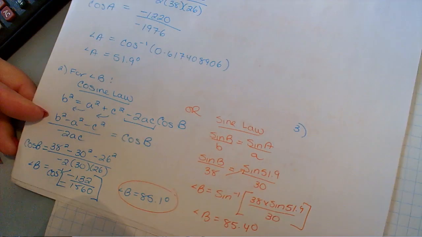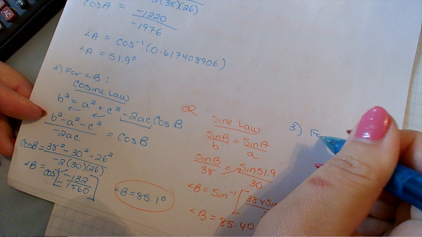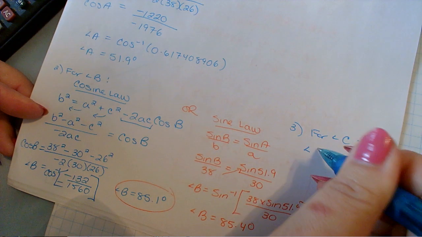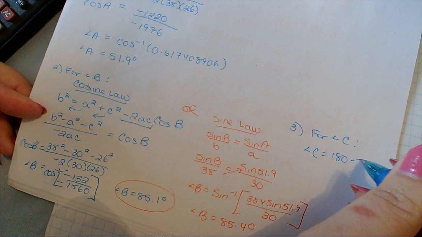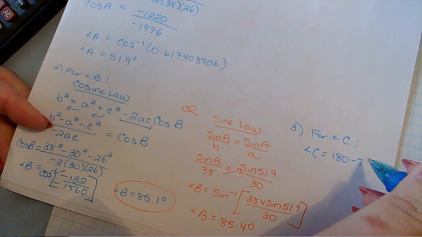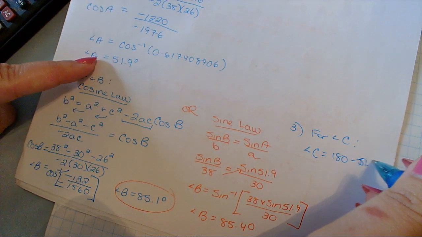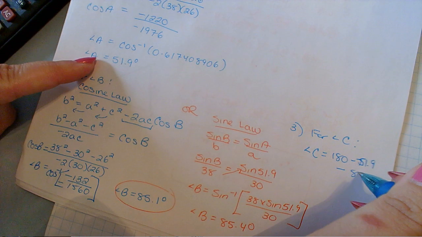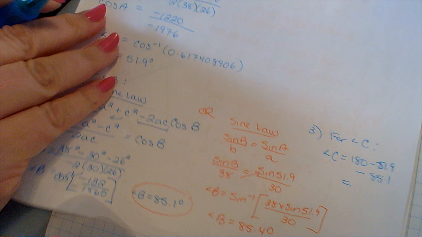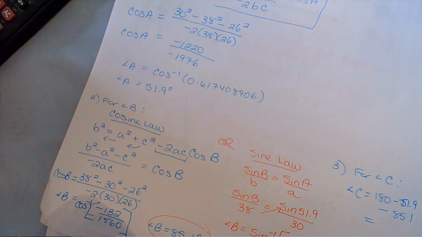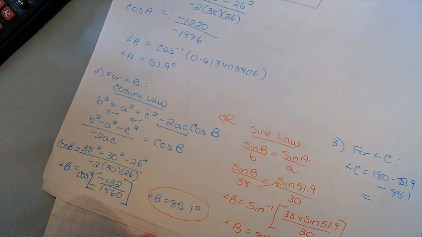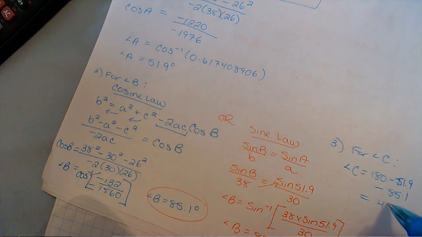And the third and final step for angle C, just to finish it off, angle C equals 180 minus the 51.9 minus the 85.1. So minus the two angles that you already know. So 180 minus 51.9 minus 85.1. I'm going to use the one that I think is definitely more accurate, the 85.1 answer. And you get 43 degrees, approximately.